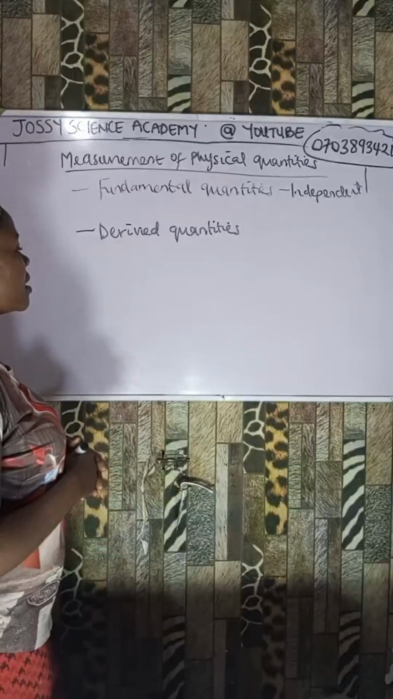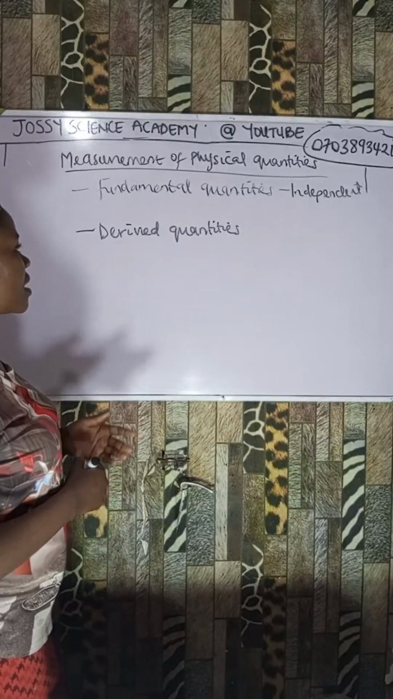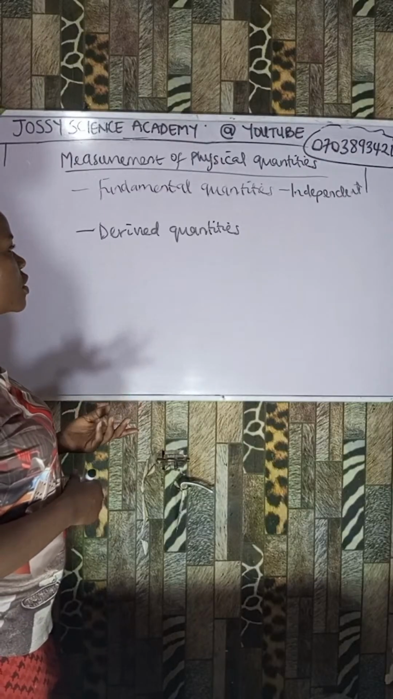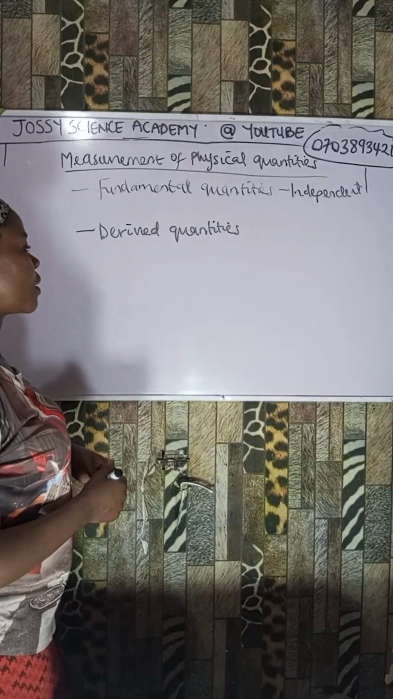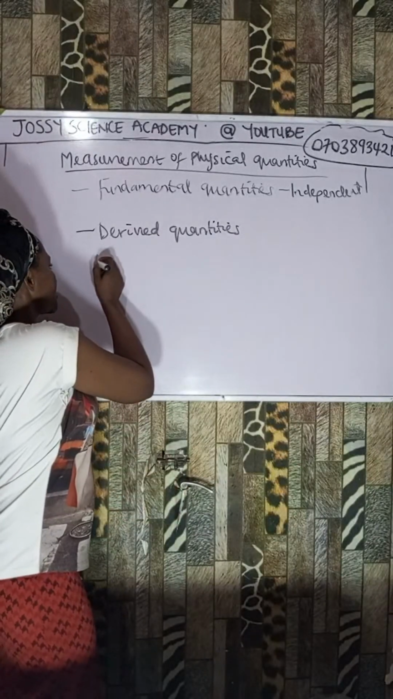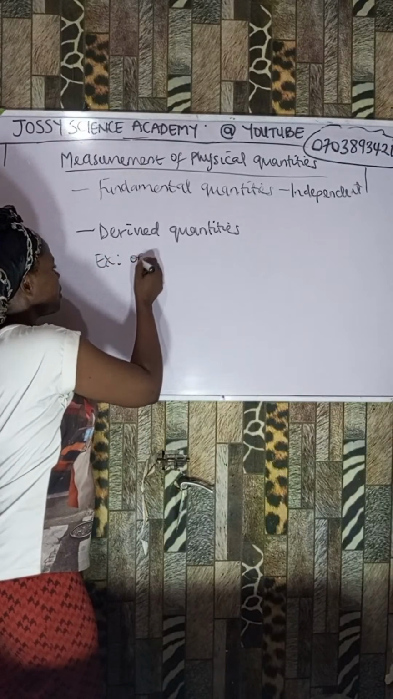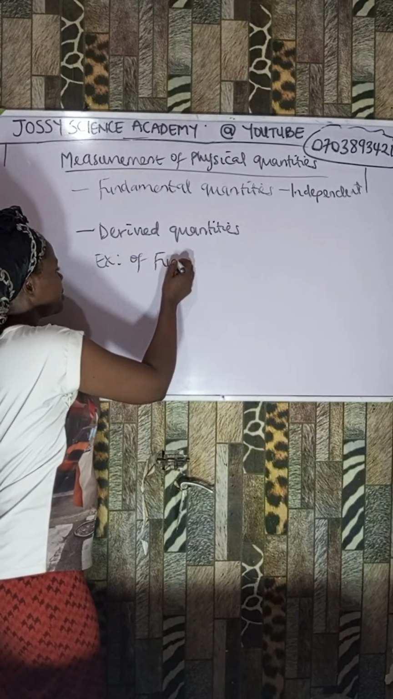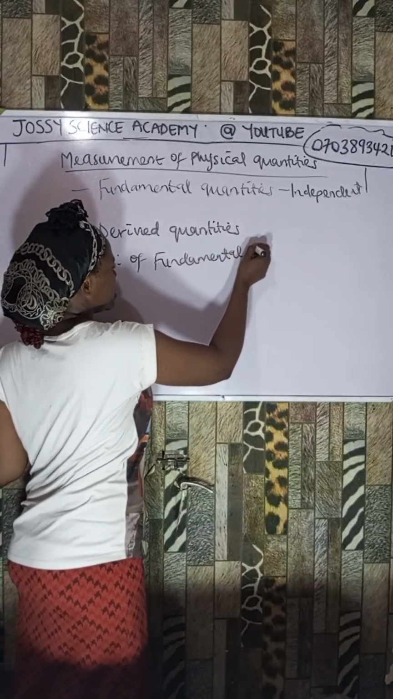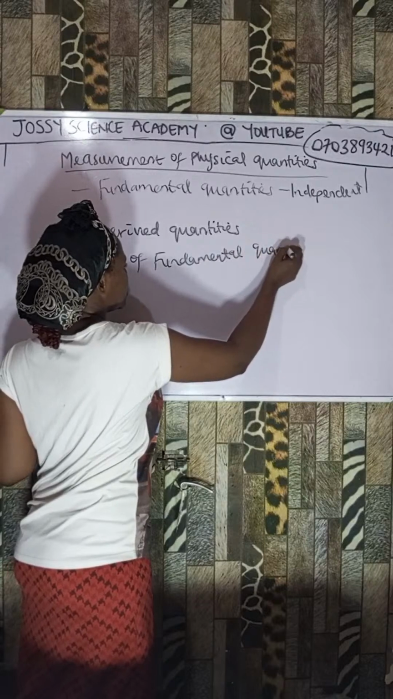Here is what: the following are fundamental quantities except. So you need to know the examples of fundamental quantities for you to be able to know the ones that are not included. So we'll say examples of fundamental quantities.